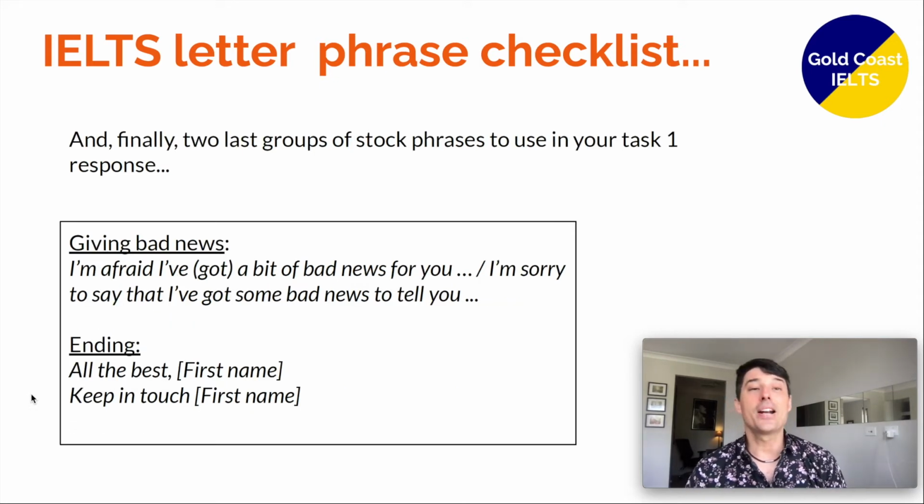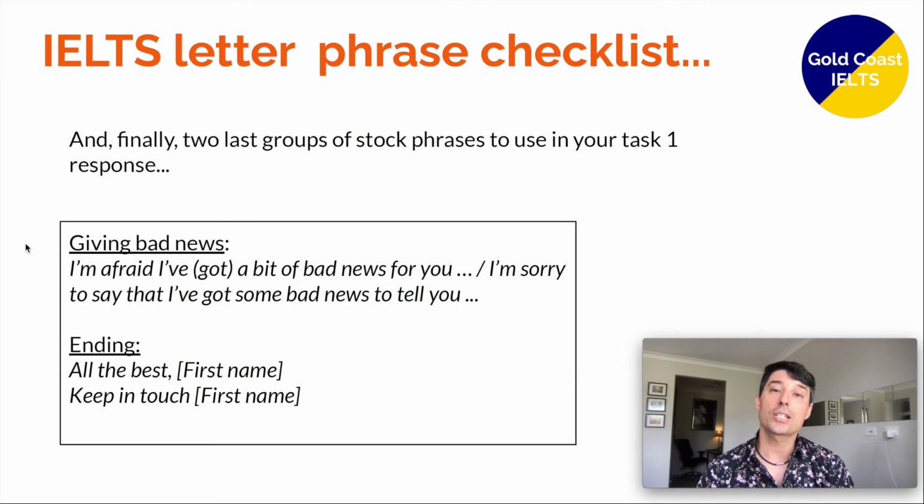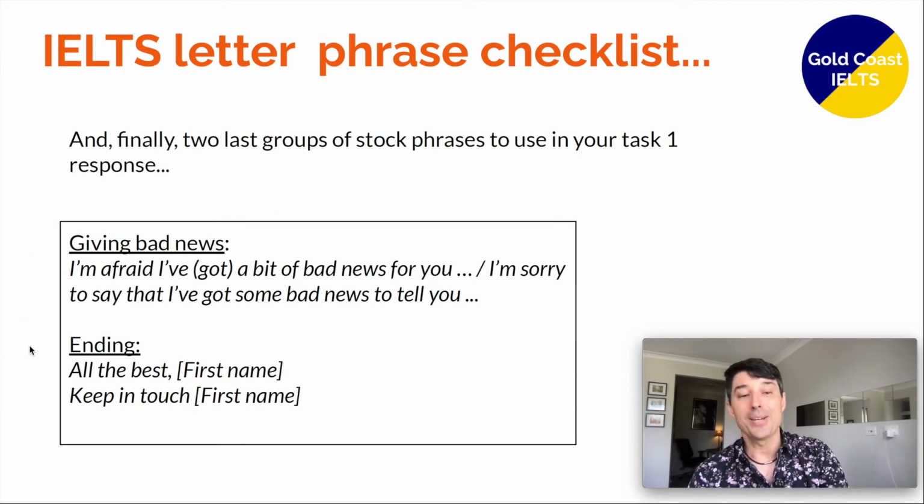And finally, there are two last groups of stock phrases to use in your Task 1 response. If you need to give bad news to somebody, you could say, I'm afraid I've got a bit of bad news for you. You could also delete got from this phrase. You could also say, I'm sorry to say that I've got some bad news to tell you. And when you end, you could say, all the best, Anthony, or keep in touch, Anthony.